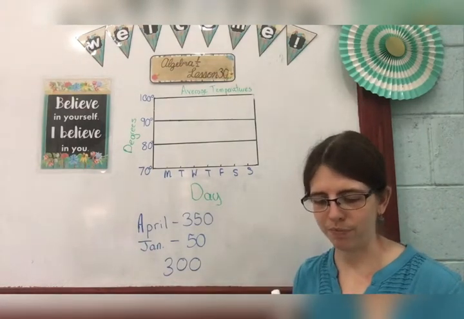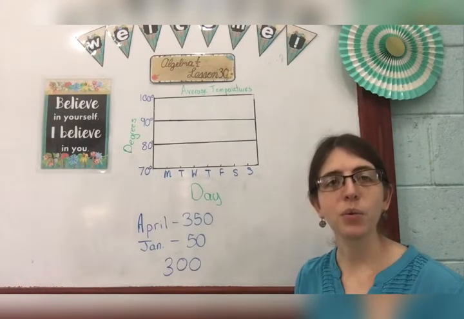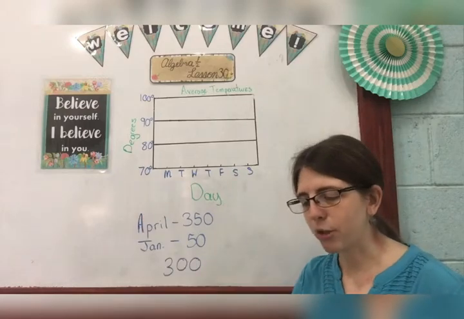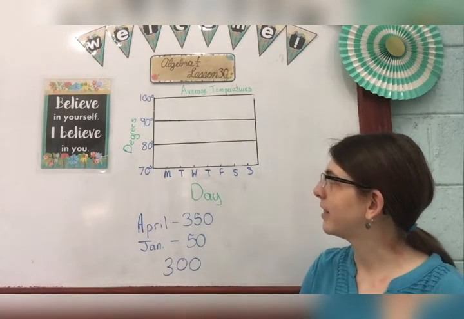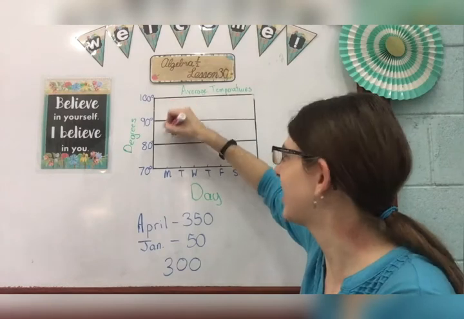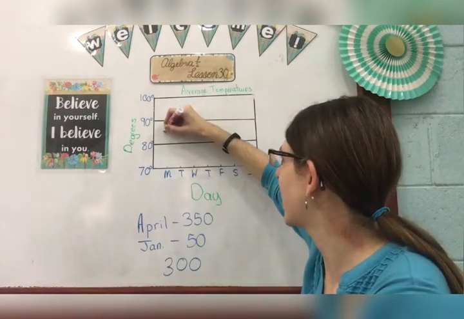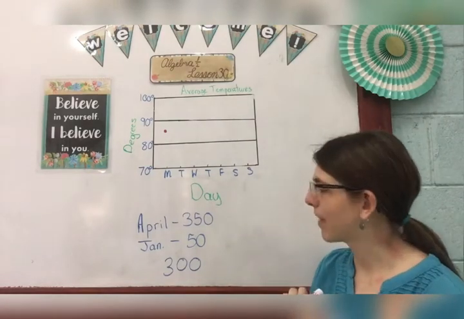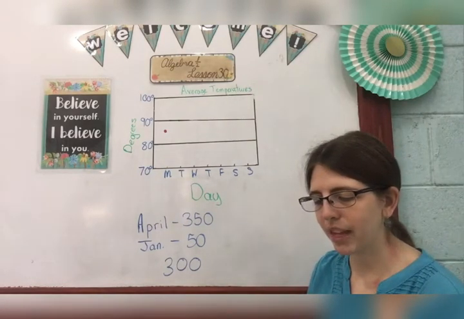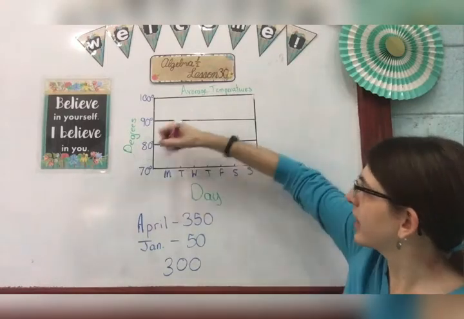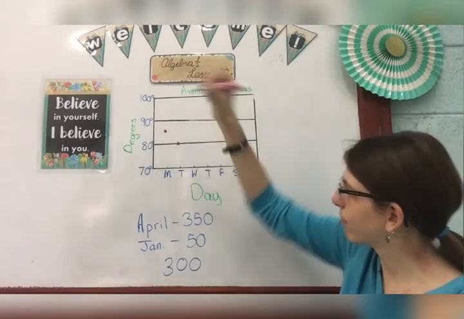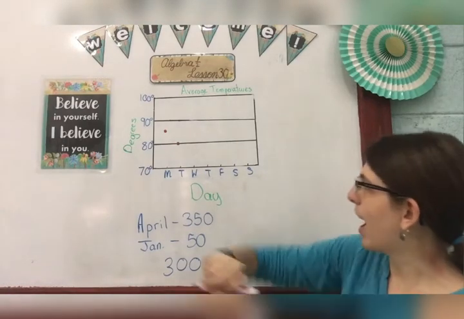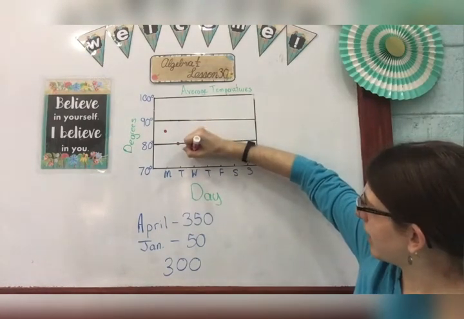So now, excuse me, now I'm going to plot my points. So on Monday, the temperature was 86. So that would be somewhere between, a little closer towards 90, but somewhere in the middle there would be 86, okay? On Tuesday, it was 80. Well, so that's going to be right on the line. On Wednesday, it was 75. So that's right in between the 80 and the 70.